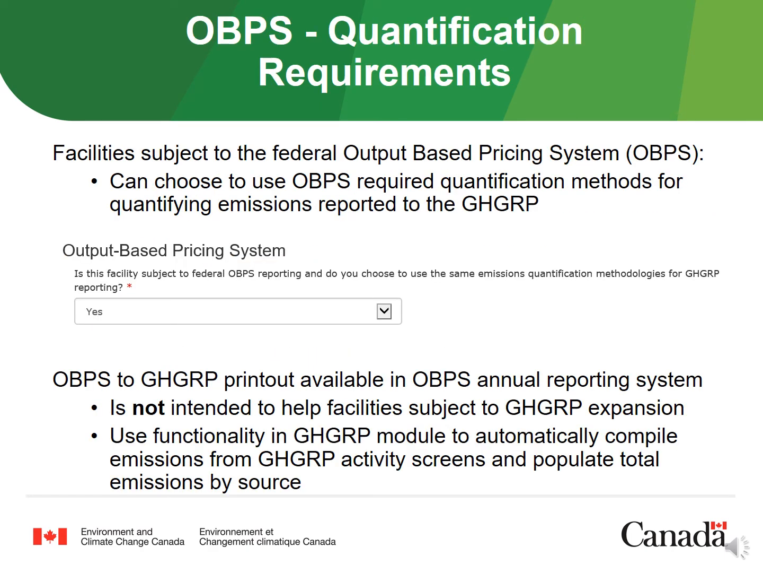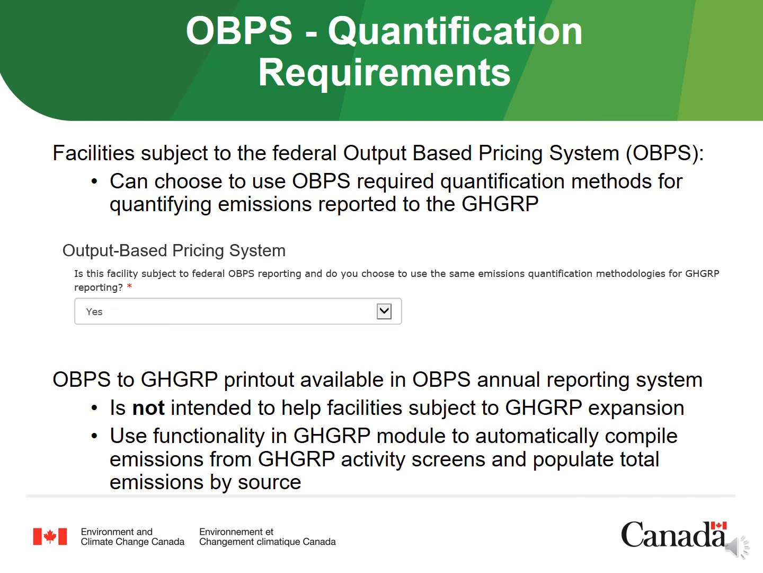Facilities that are subject to the federal output-based pricing system regulations may be aware that there are required methods to follow for quantifying emissions to be reported in the OBPS annual report. These methods are also allowable for your GHGRP report. Please note that the OBPS regulations refer to the GHGRP's 2017 methods for quantifying fuel combustion emissions.